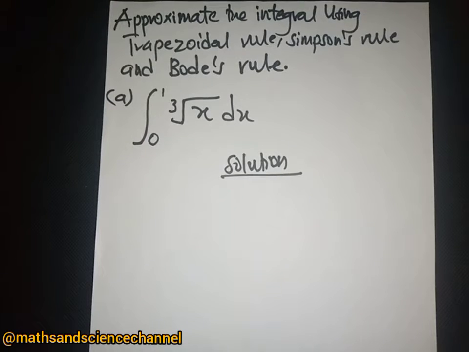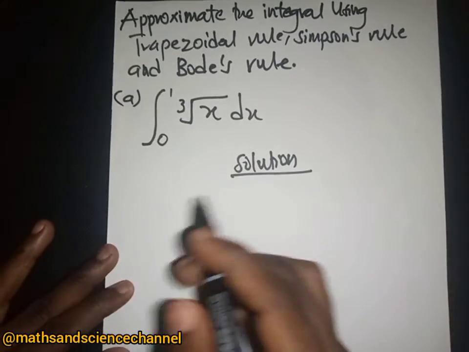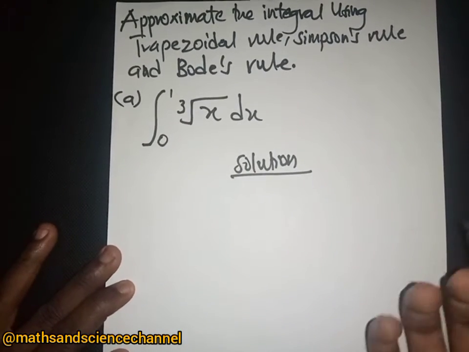Hello students, welcome once again. In this section we are looking at the trapezoidal rule, Simpson rule, and also Bode rule. We are to approximate the integral using the trapezoidal rule, Simpson rules, and Bode rule. But first of all, we have to know what the trapezoidal, the Simpson, and also the Bode rule is. It is a rule which is normally used for approximation.